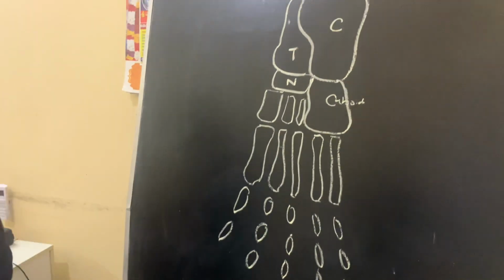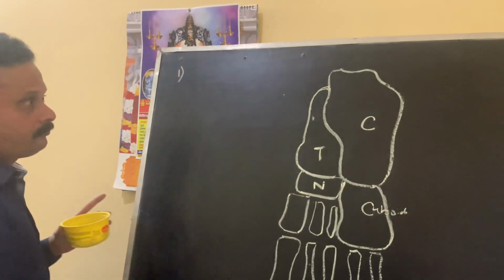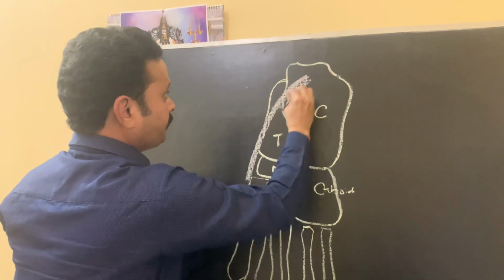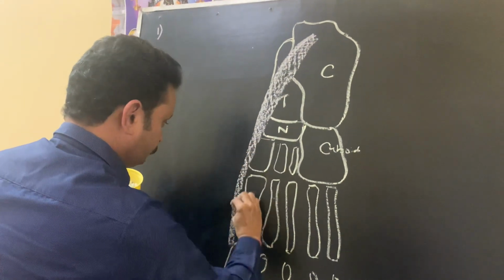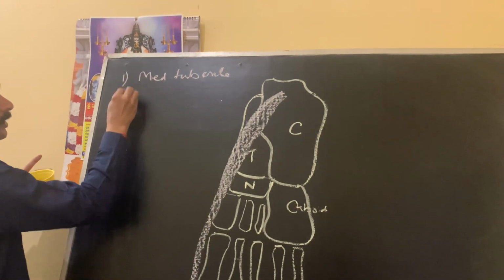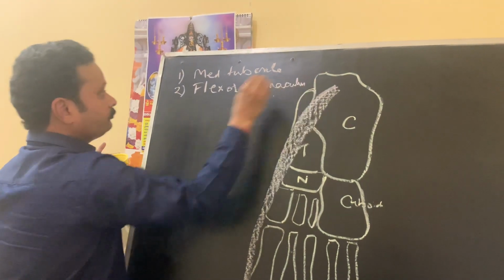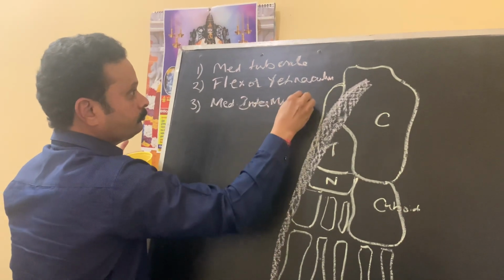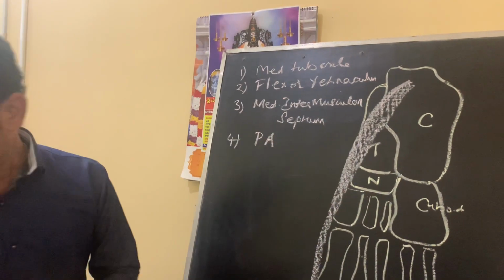Okay, to start with abductor hallucis, it takes origin from the medial tubercle of calcaneum, from the flexor retinaculum, from the medial intermuscular septum, and from plantar aponeurosis. So it takes origin from all these structures.